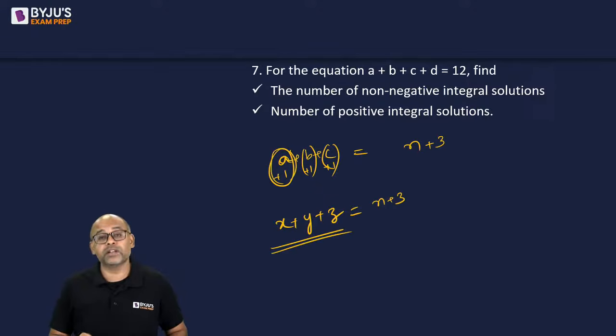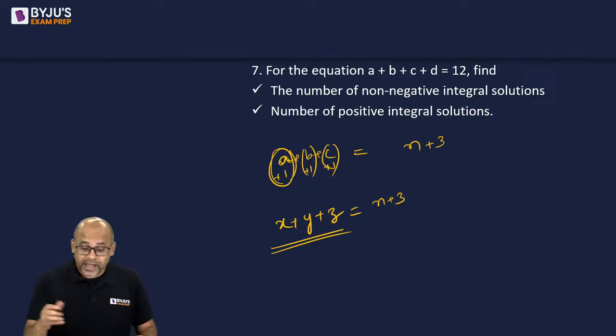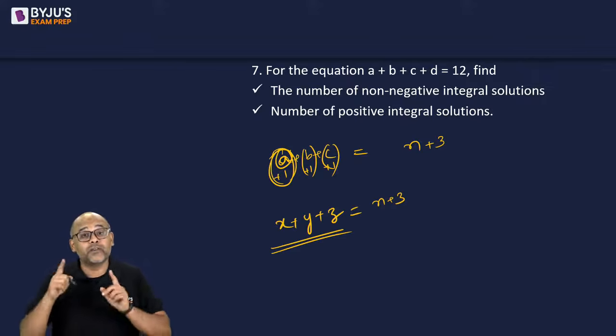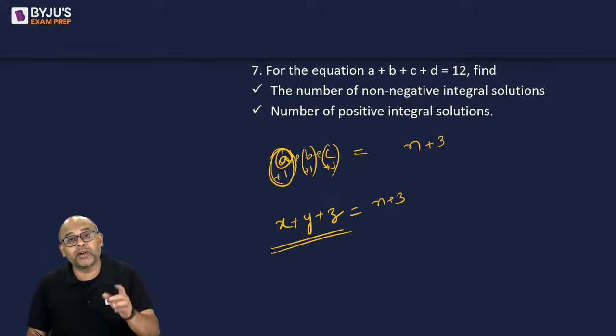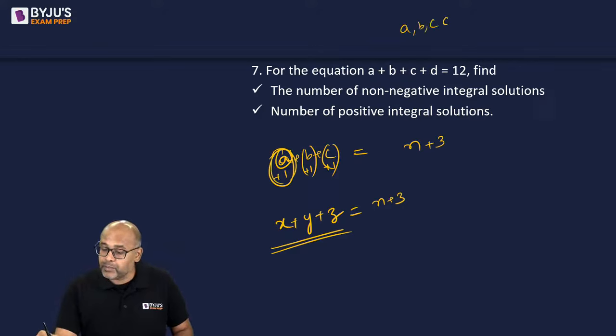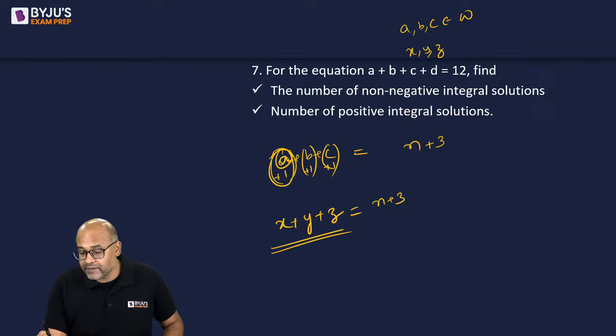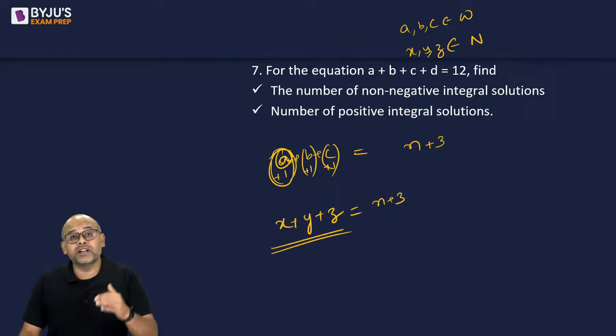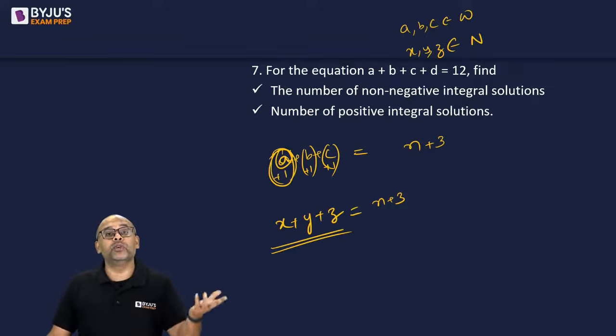Now tell me, what is the nature of x, y, z? A can be 0, B can be 0, C can be 0, but x definitely cannot be 0. Minimum it will be 1. So a, b, c can belong to whole numbers, but x, y, z will belong to natural numbers. So we converted this problem into what we know.